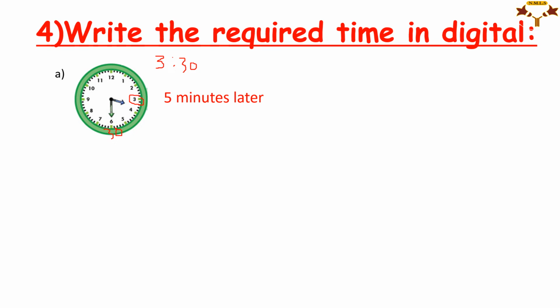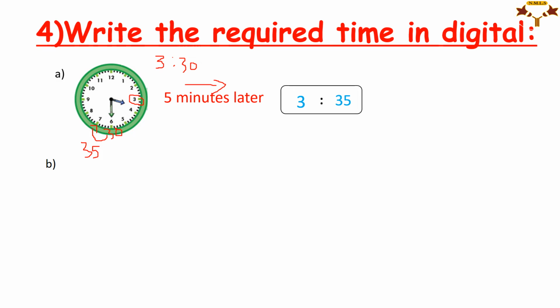If I want to get the time 5 minutes later, 5 minutes later means we go 5 minutes forward, okay? We jump 5 minutes from 30 up to 35. Then the long hand will be at 7, okay? The time after 5 minutes later will be 3:35.